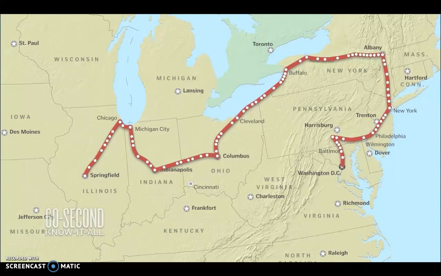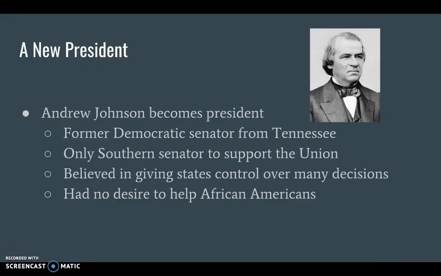When Lincoln died, Vice President Andrew Johnson became president. He was formerly a Democratic senator from Tennessee and had been the only senator to support the Union during the Civil War. He revealed his plan for Reconstruction. He resented the slaveholders that had dominated the South and wished to punish them. As a result, radicals thought Johnson would create a harsh plan they would accept. Johnson, however, believed in giving the states control over many decisions, and he had no desire to help the African Americans.